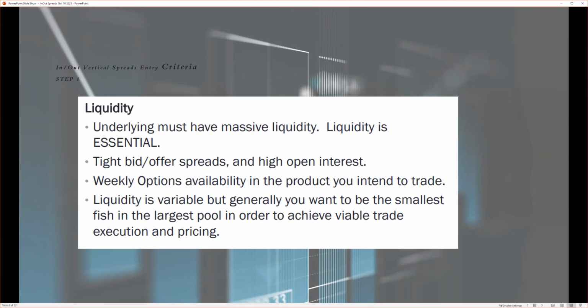So where you're looking to be here is low profile. You want to be the smallest fish in a very large pool. Why? Because when you want to bail out of the spread, either because you're profitable or because you have to bail out at break even or with a small loss, you want to do it quickly, right? And you want to make sure that when you execute that trade, you can close it.